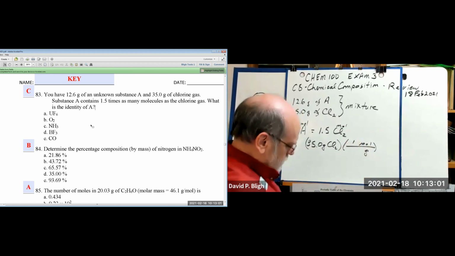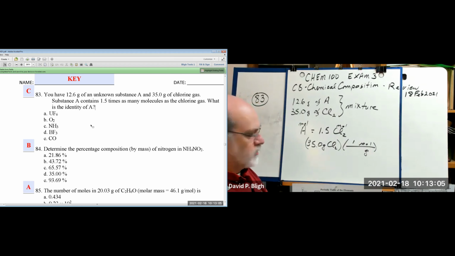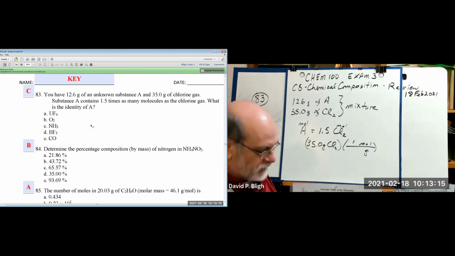Right? So how many grams? What's the molar mass of chlorine gas? Well, one chlorine is 35.45 unless it's changed. Let me see. No, that's right, 35.45 times 2, 70.9.